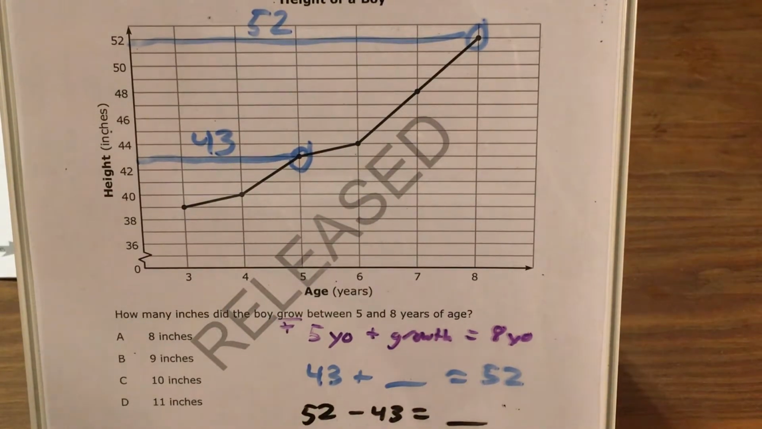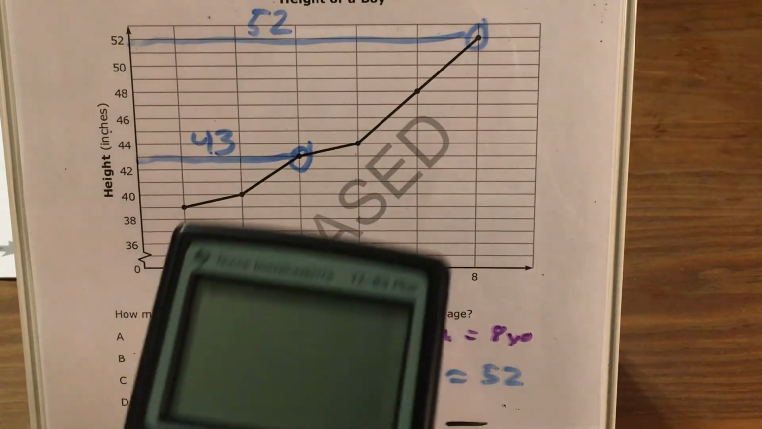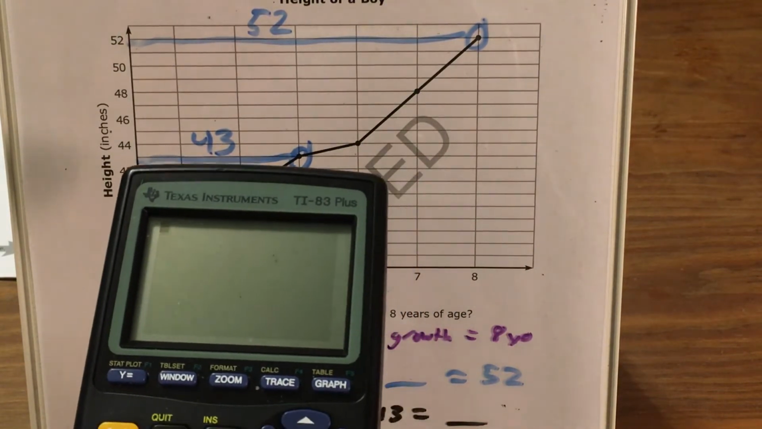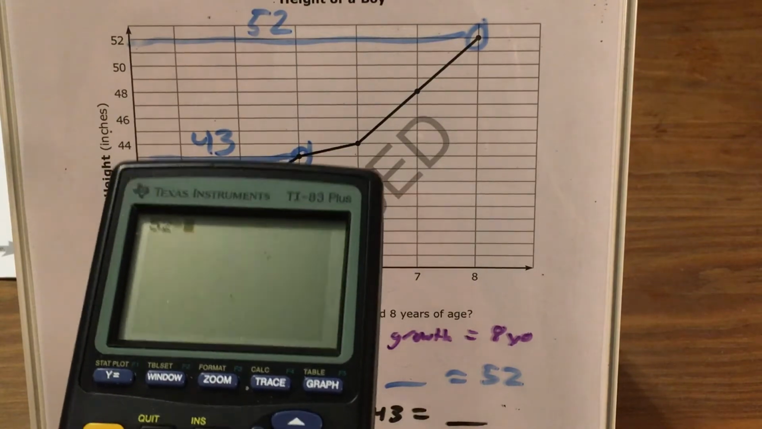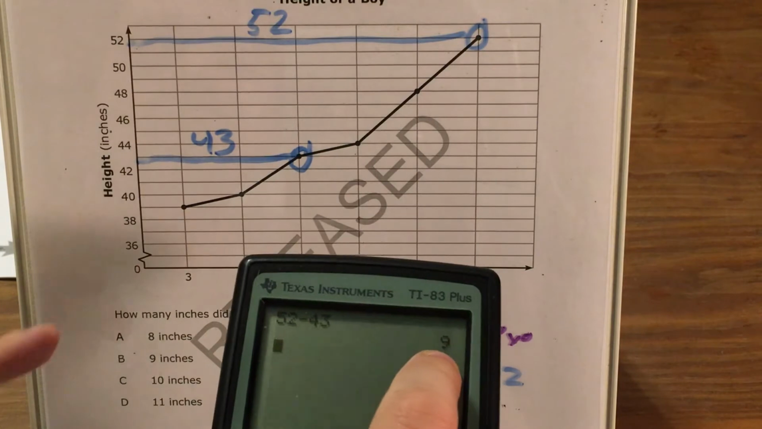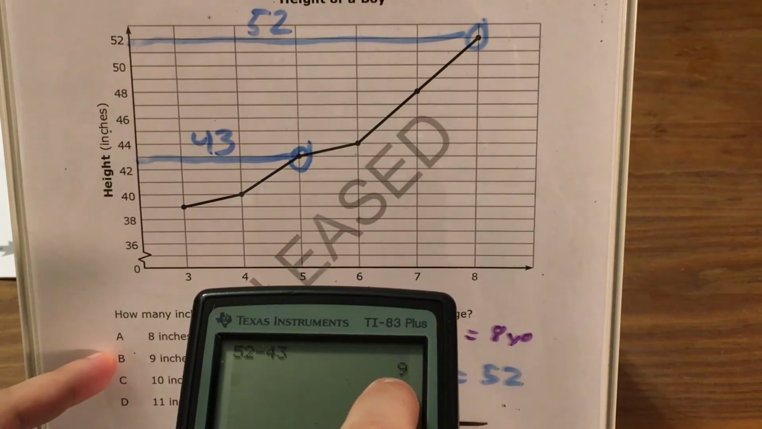And now that I've narrowed it down to just 52 minus 43, this is a calculator active question, so I have no problem making my calculator active. 52 minus 43 equals 9. I'm going to check my answer choices for 9 inches, and it's right there, choice B.